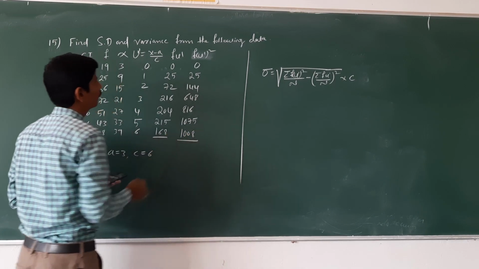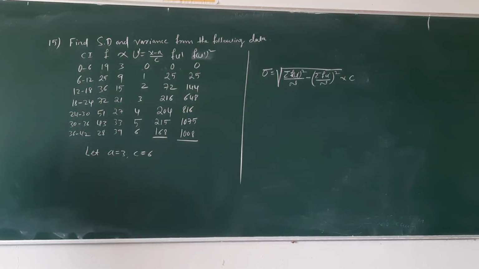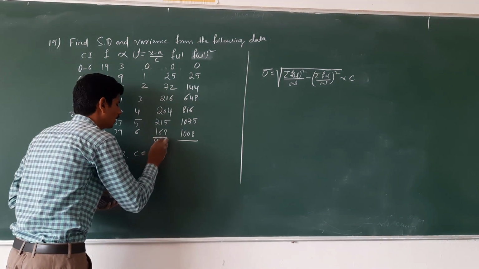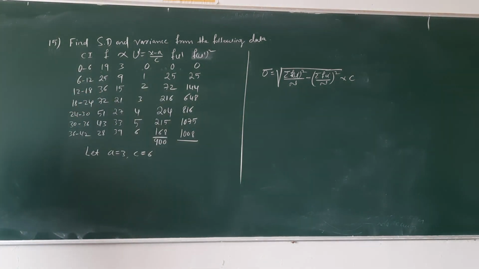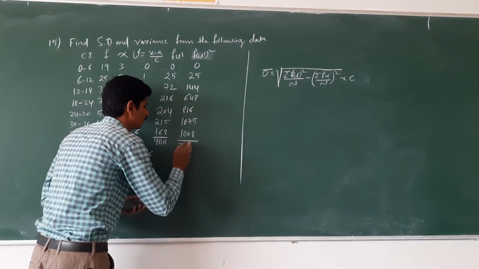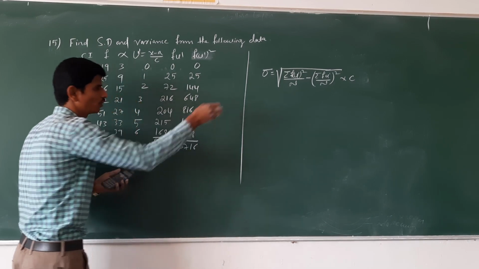If you want the sum of fu dash and fu dash square, here 25 plus 72 plus 216 plus 204 plus 215 plus 168, then we will get 900. The fu dash sum is 900. The next, fu dash square is 25 plus 144 plus 648 plus 816 plus 1075 plus 1008. Then we will get 3716. Okay, then substitute the values.